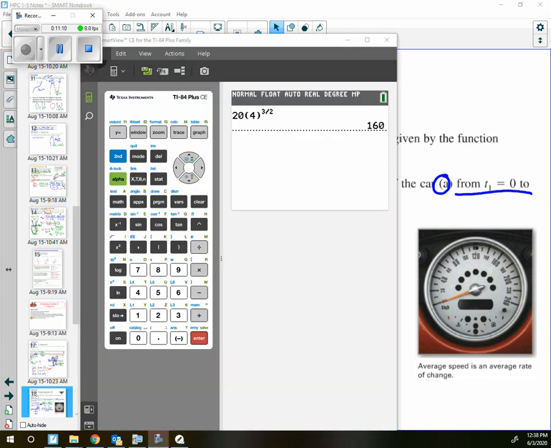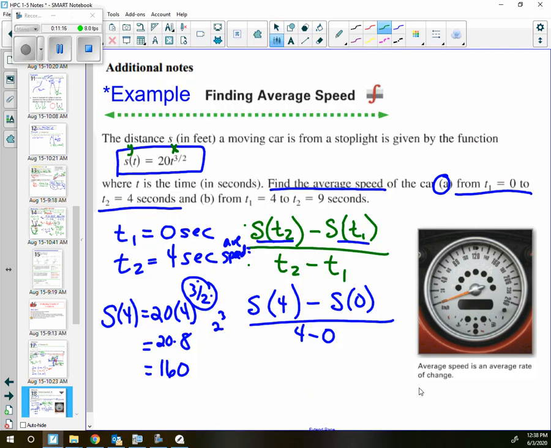You can see by typing it in, we can do that calculation as well, and we can see what's happening. So it looks like that would be 160. So we have our average speed is equal to 160 minus s of 0.